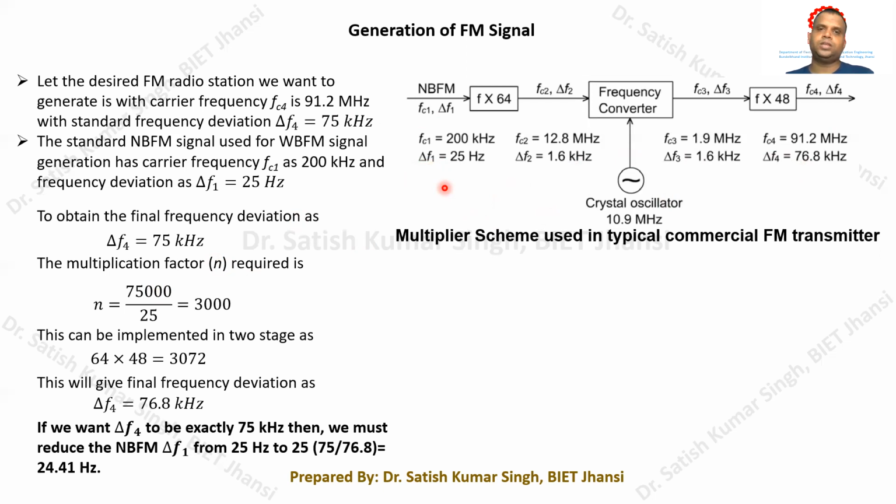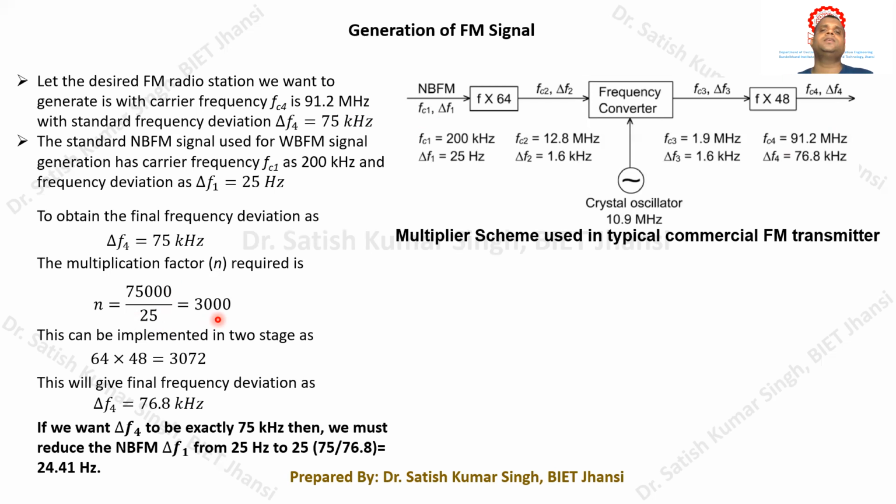So if we choose this, the required multiplication factor would be n equal to something around 3000. You can calculate this by taking 75,000 divided by 25, because this is the final frequency deviation that we need, and this is the initial frequency deviation that we have. After taking this ratio, it comes out as 3000. So n, the multiplication factor that will be required, is equal to 3000.